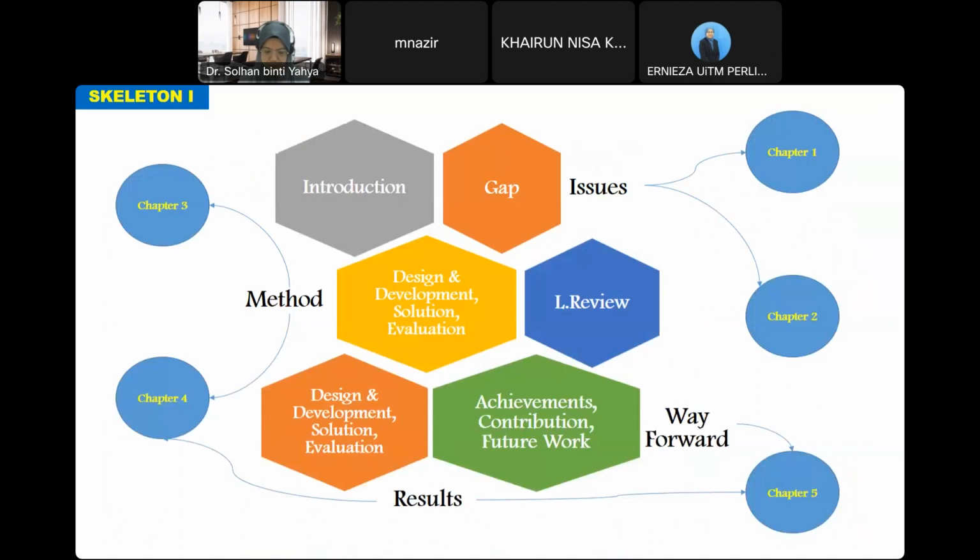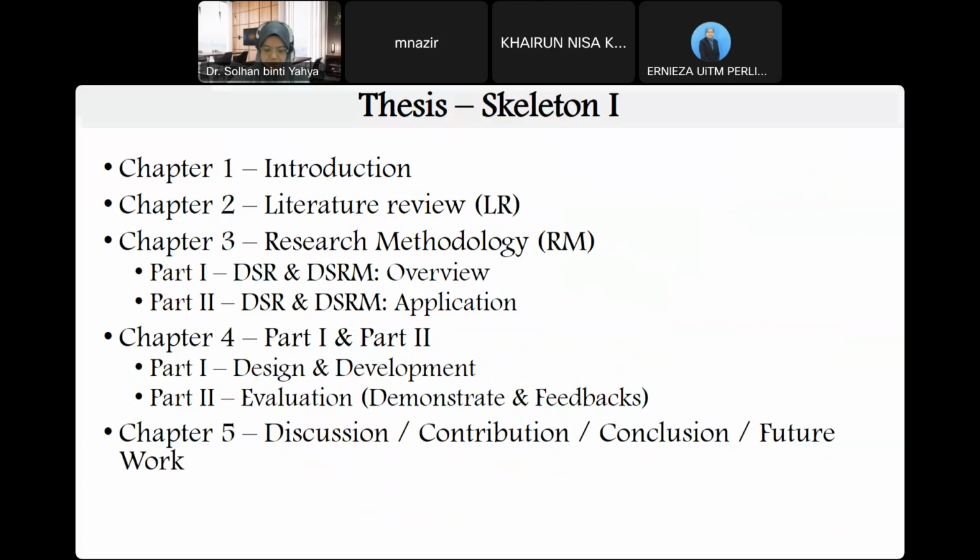So for my students, I always give 2 skeletons. For those students coming from industry, I will give skeleton number 1. In skeleton number 1, we have chapter 1 for the introduction, chapter 2 for the literature review, and then chapter 3, an overview of design science research, as part 1. And then we have the application of design science research into your context, which is considered part 2.